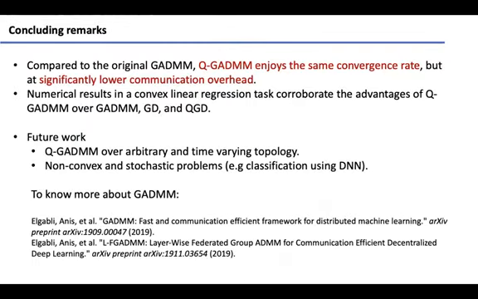Now I come to the conclusion. Compared to the original GADMM, quantized GADMM enjoys the same convergence speed, but at significantly lower communication overhead. Numerical results show that quantized GADMM outperforms all the considered baselines. For future work, we aim to extend quantized GADMM to arbitrary and time-varying topologies, and also to non-convex and stochastic problems such as classification using deep neural networks.